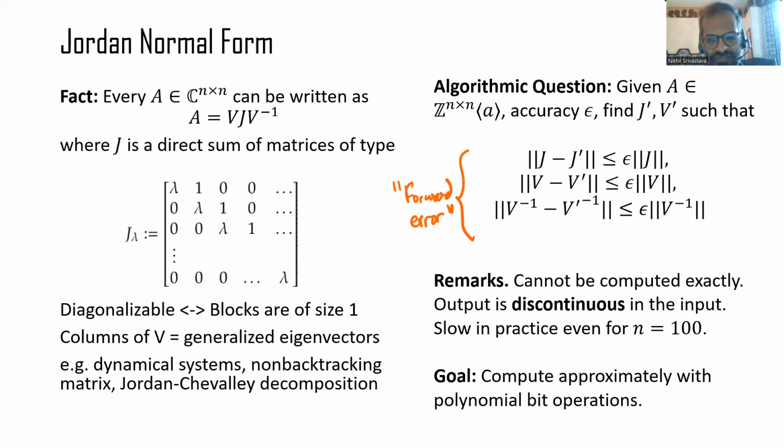Some remarks on this problem. You can't compute this exactly because, in particular, it involves computing the eigenvalues. One feature that makes it challenging is that the output is discontinuous in the input. If you have a matrix which has some Jordan blocks of size greater than 1, in general, if you perturb it even infinitesimally, you'll get a matrix that has different Jordan blocks. And this is not a solved problem even in practice. If you try to use standard computer algebra or just numerical packages to compute this, it's pretty slow even for a 100 by 100 matrix. So the goal now is to have a provable algorithm for approximately computing this Jordan normal form in the sense of forward error in a polynomial number of bit operations.